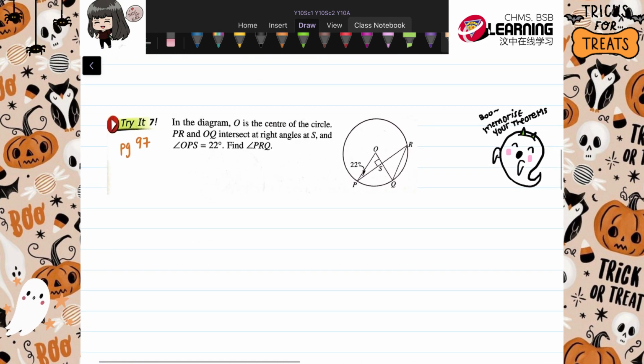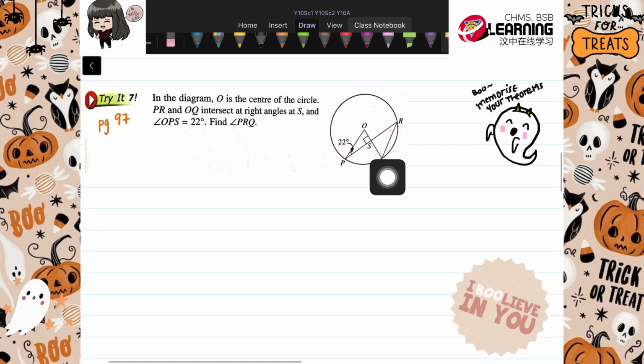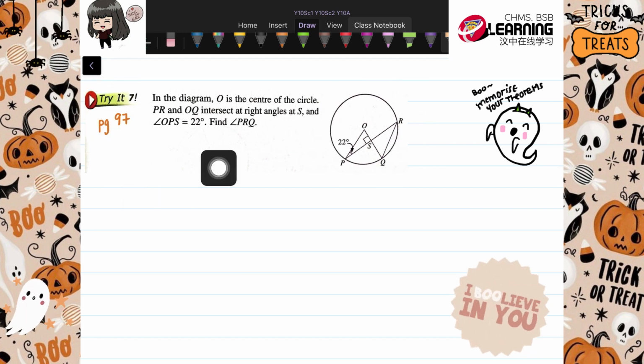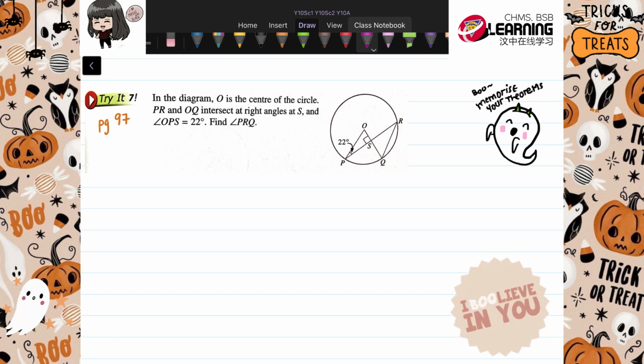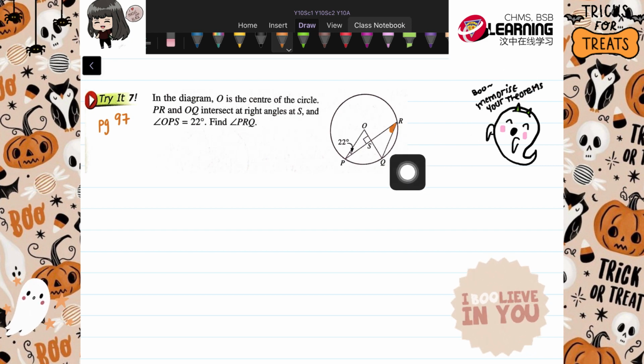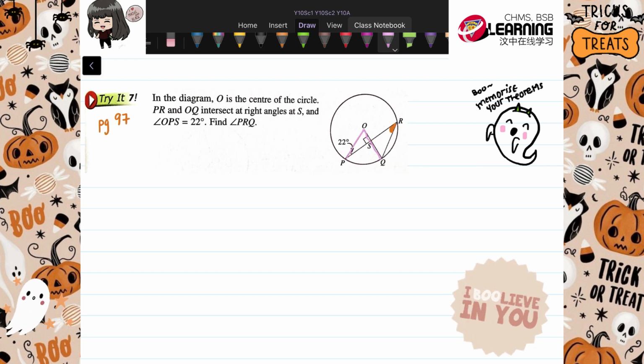Let's look at try it 7. Easy, right? Try it 7 is also the same. You just copy down try it 7 and only the circle. The question here, no need to copy. They're asking you to find angle PRQ. So PRQ here is this. Can you see the angle at the center and the angle at the circumference? The angle at the center is this, so it's twice the angle at the circumference, which is this. So we need to find this angle here first.